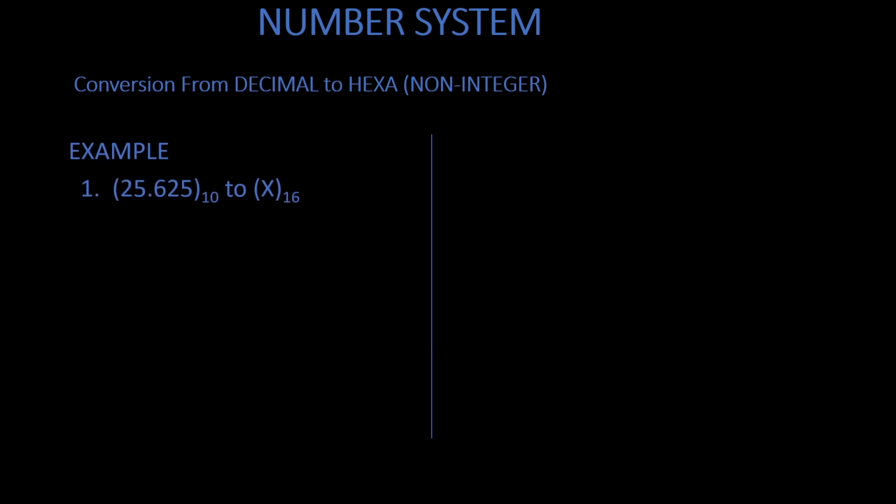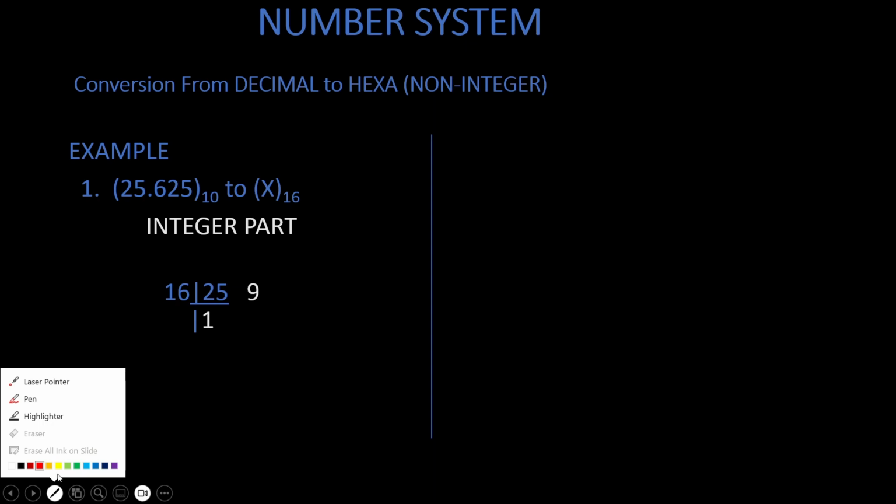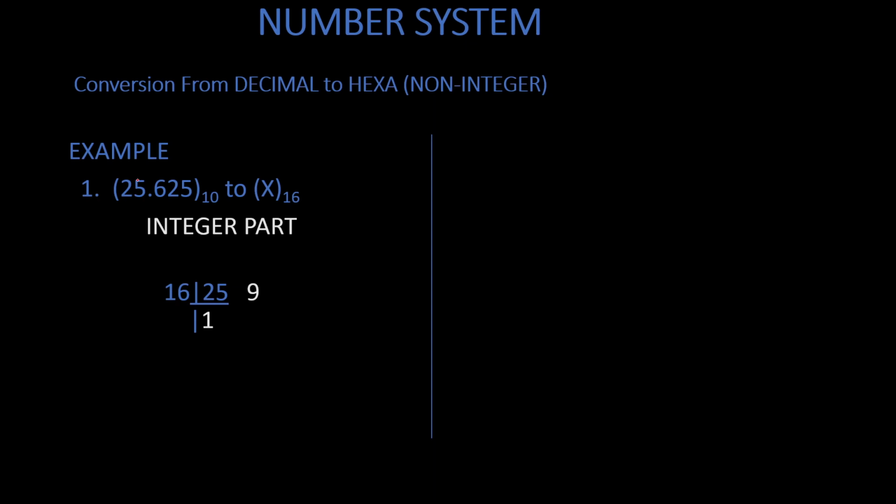This is the next slide, conversion from decimal to hexa. Take an example and discuss. 25.625. The left part from the decimal will be the integer part. This will be an integer part, and we got 19 bottom up.